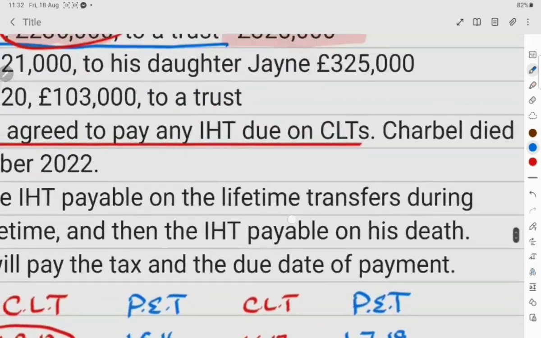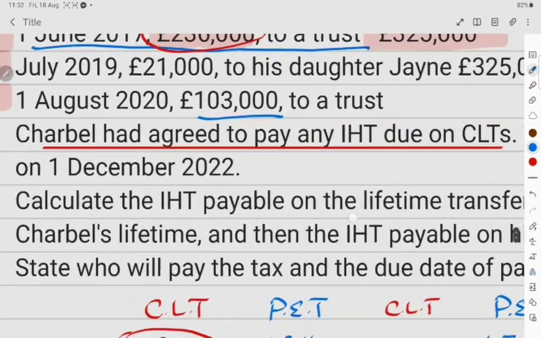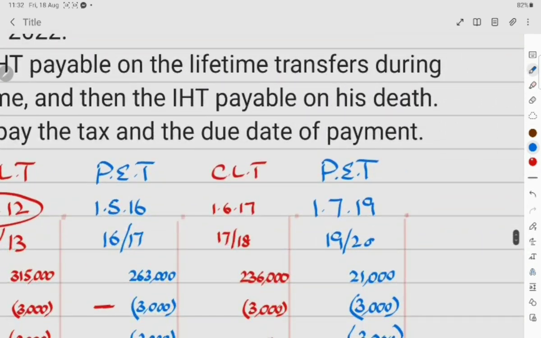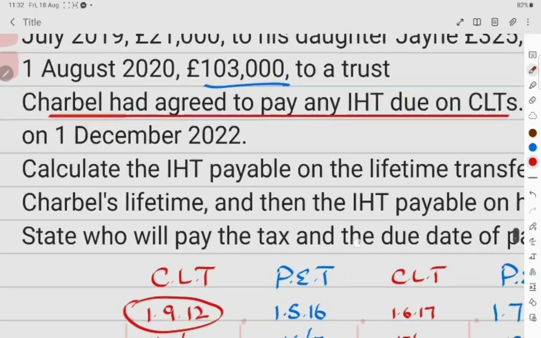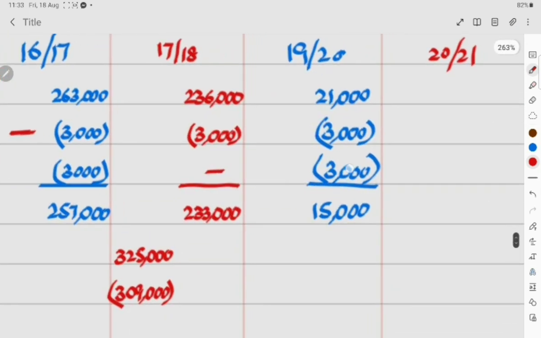Now we have to consider the fifth gift, that is for 1,03,000 to a trust on 1st August 2020. So it is a chargeable lifetime transfer as it is made to a trust. The date of gift is 1st August 2020. So the tax year is 20-21. The amount of gift is 1,03,000.